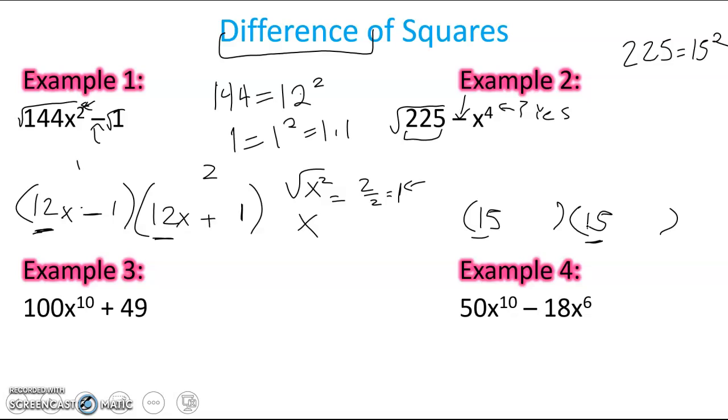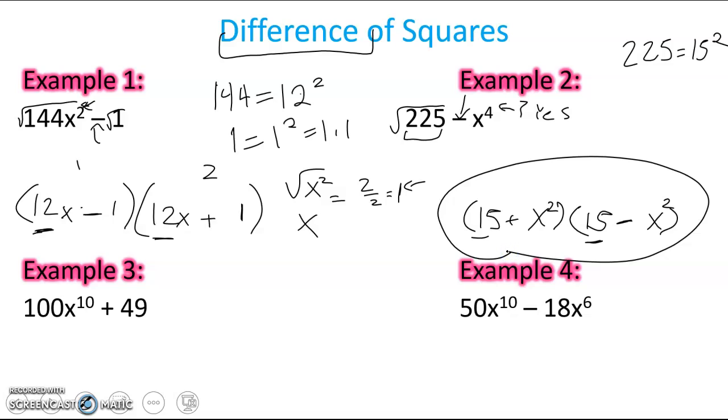We take the square root of x to the 4th. Well, just remember, take the exponent, divide it by 2. That's your new exponent. So 4 divided by 2 is just going to be 2. That's going to be the exponent on your x in both of the binomials. And then last but not least, plus and minus. Plus and minus. That's basically it. That's basically difference of squares right there. Go to example number 3.